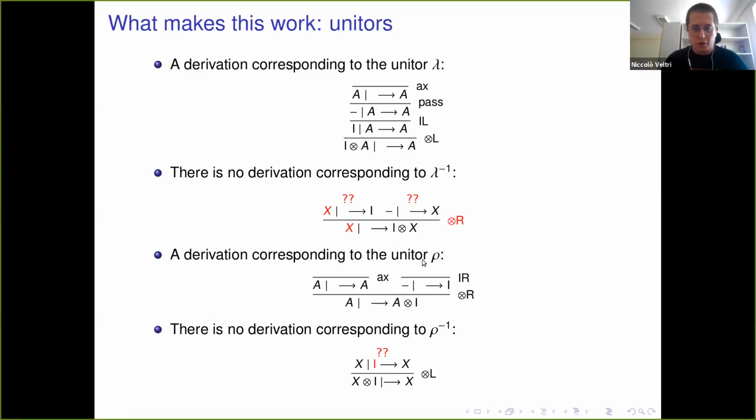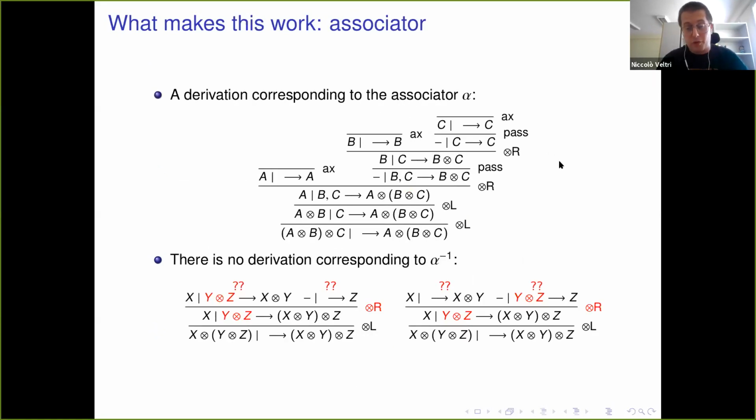Now we also have a derivation for rho, which is also relatively straightforward, but we don't have a derivation corresponding to rho minus 1. And now the problem is the following. Again, if X is an atomic formula, we can only reasonably apply the tensor left rule here to break this tensor. But now you have a unit in the context, and remember that our unit left rule only allows you to remove units if they appear in the stup. Since this I is in the context, we are not able to remove it, and we are not able to finish our derivation. And there is a similar situation for alpha. I'm not going to do this derivation. One can pretty straightforwardly have a derivation corresponding to alpha, but there is no way of deriving alpha minus 1.